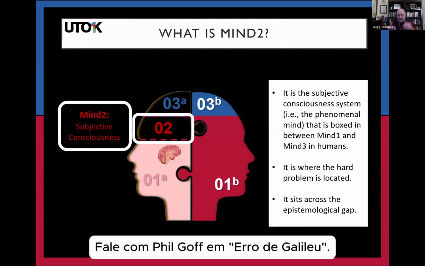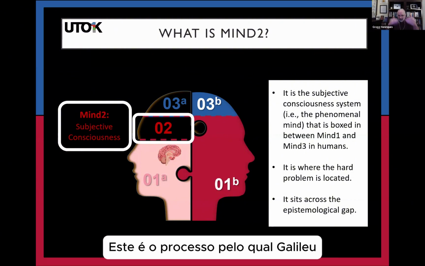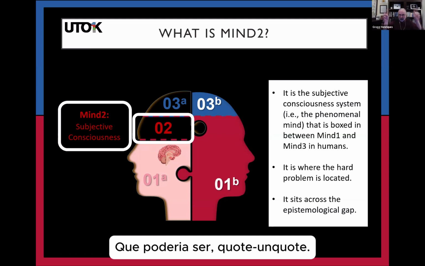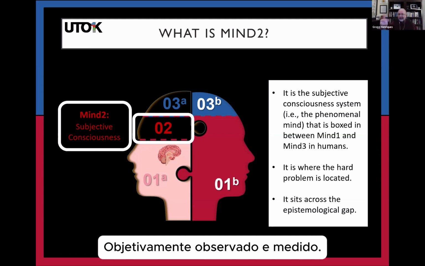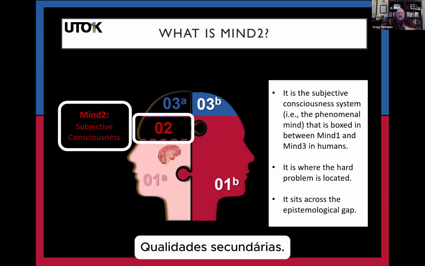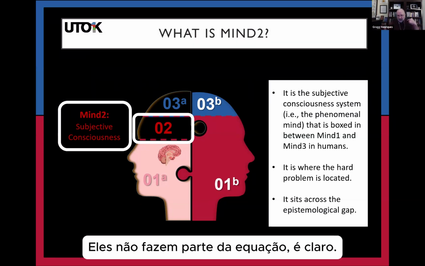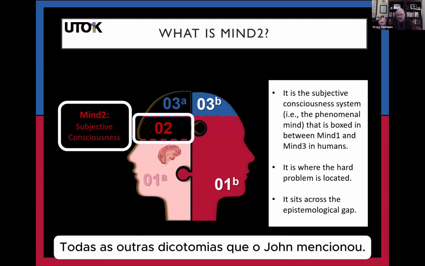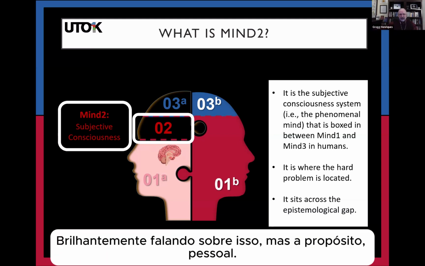Talk to Phil Goff and Galileo's error. This is the process by which Galileo, to map the physical world and make it mind independent, identified primary qualities which could be, quote unquote, objectively observed and measured, versus the secondary qualities, which were mind dependent impressions. Secondary qualities are not part of the equation. Of course, this is a classic dichotomy that erroneously dichotomizes and creates this core, arguably, of the Enlightenment gaps, the first dichotomizing move that ultimately spreads all the other dichotomies that John was brilliantly talking about.